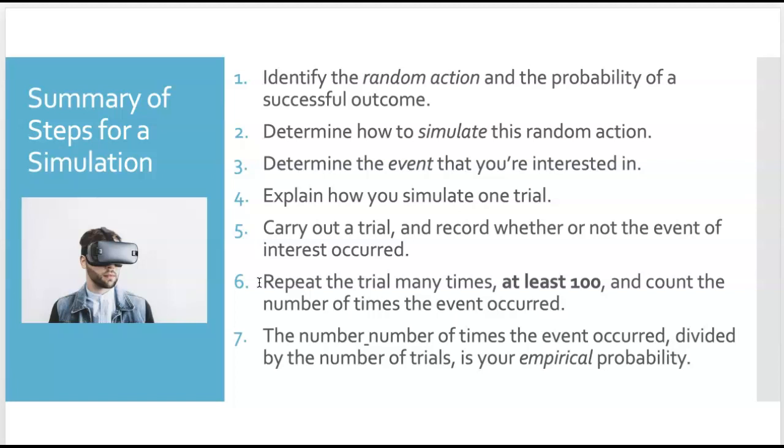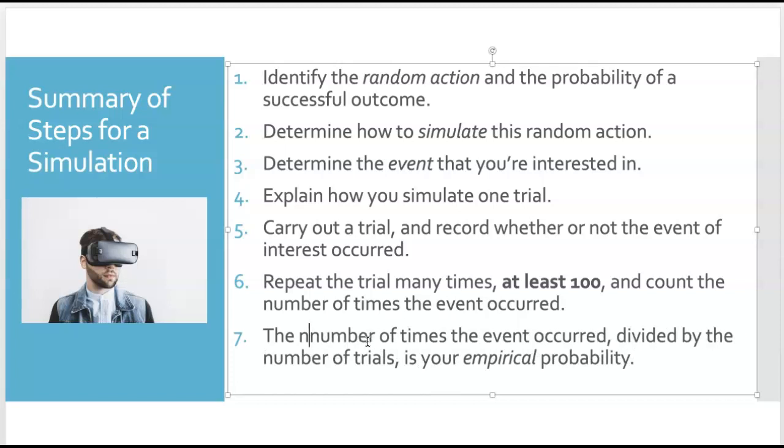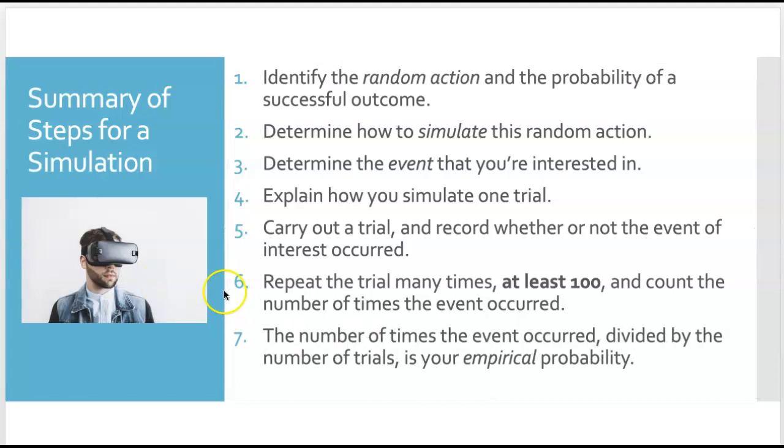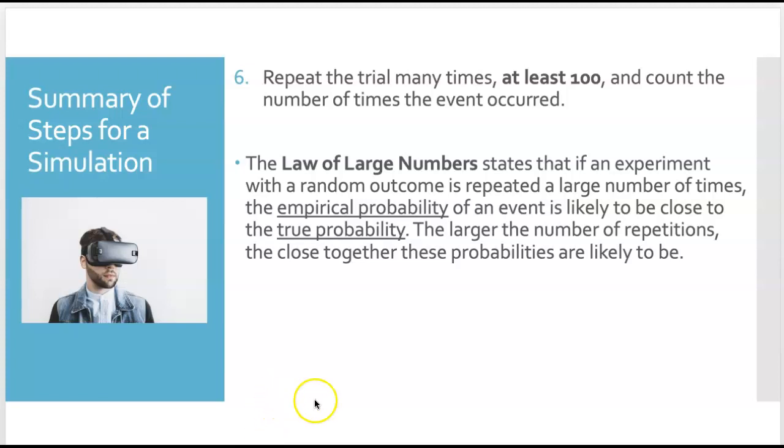So we simulated the 20 coin flips 100 times, and for each set of 20 we counted the number of heads. We put the number of heads of interest over the total number of simulations. It says the number of times the event occurred divided by the number of trials is your empirical probability. Really quickly, it says something here about Lazar's numbers. We could rely on this way to estimate probability.